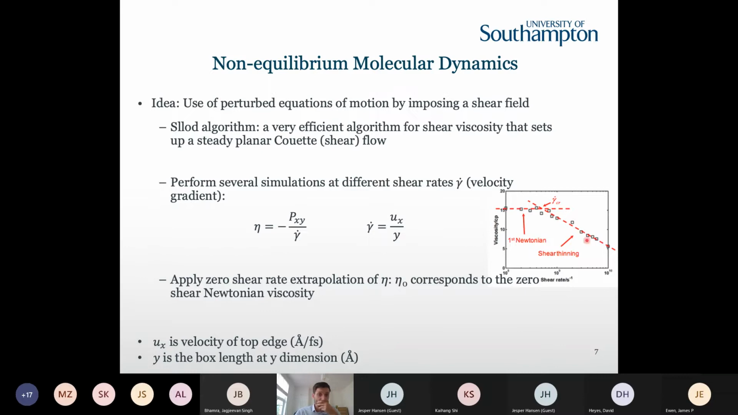And what we want to obtain is a graph like this, where there are two distinctive regions: the Newtonian region, where viscosity does not depend on the applied shear rate, and the shear thinning region, where there is a linear relationship between the viscosity and shear rate. And then we apply zero shear rate extrapolation to obtain the Newtonian viscosity, as was also mentioned in previous talks.